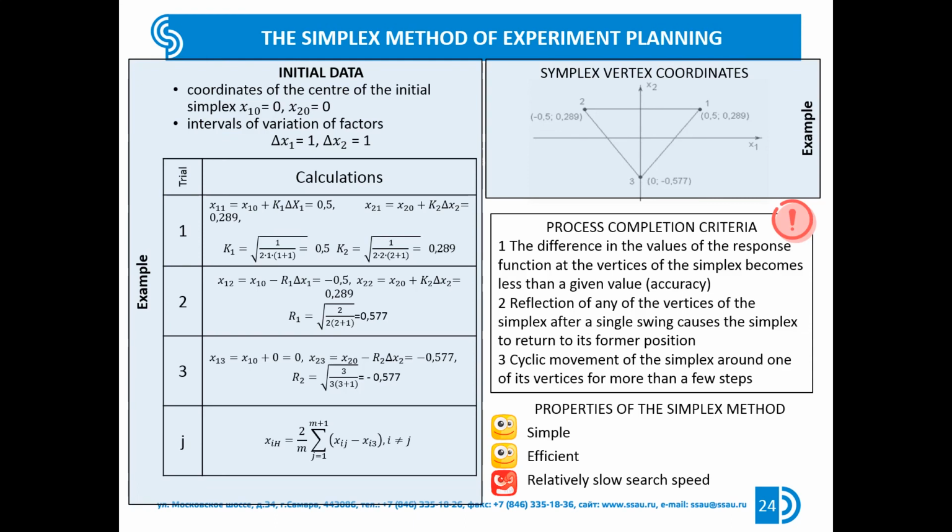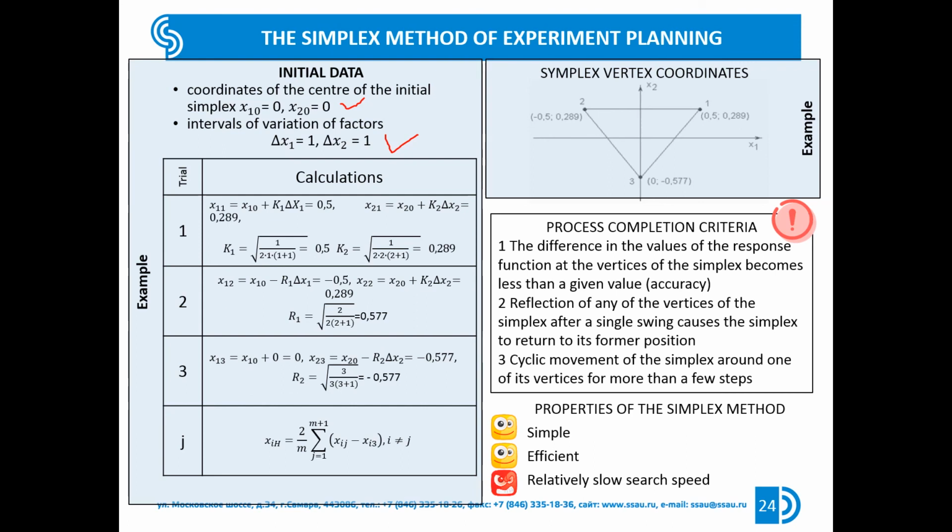As an example, let's make an initial simplex plan with the following initial data. Coordinates of the center of the initial simplex are these. Intervals of variation of factors are these. The calculation of the coordinates of the three trials is shown on the slide. The coordinates of the simplex calculated by the above relations are shown in the figure.